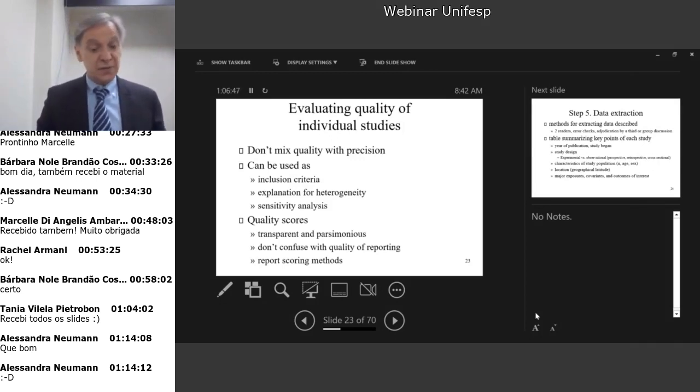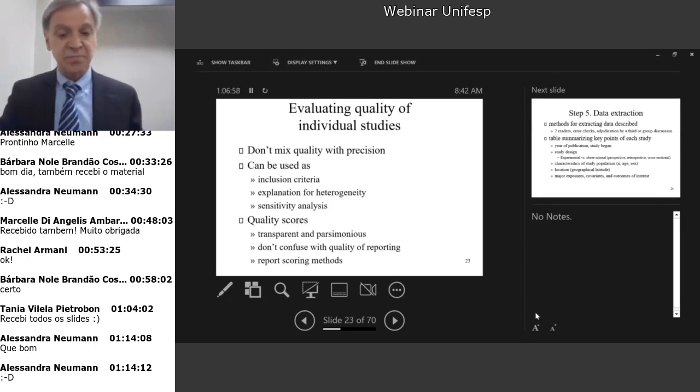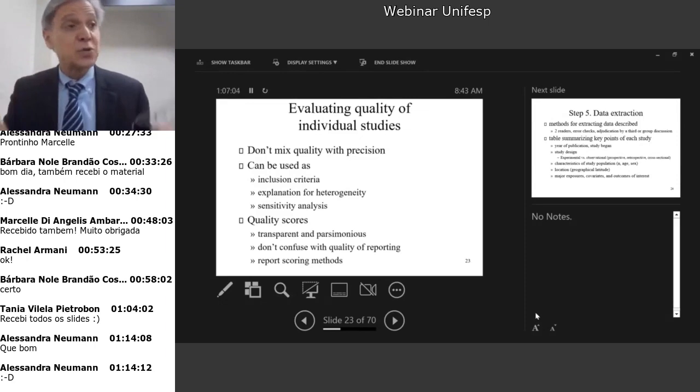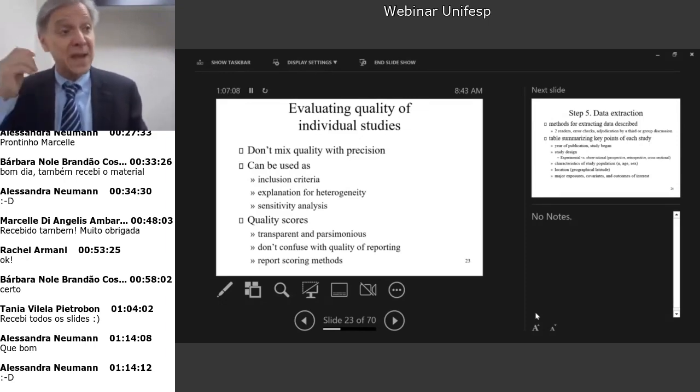Quality scores should be transparent and parsimonious. Don't confuse this with quality of reporting. Report scoring methods: basically, you need to have scores of the quality. I didn't in my studies. I just did a qualitative analysis of the quality because I have very specific criteria. I only want randomized controlled trials. Well, that excludes a lot of stuff. It's already a measure of quality of the highest level.